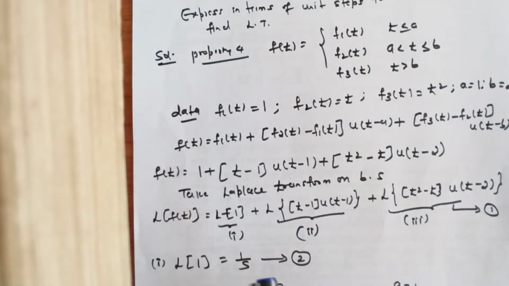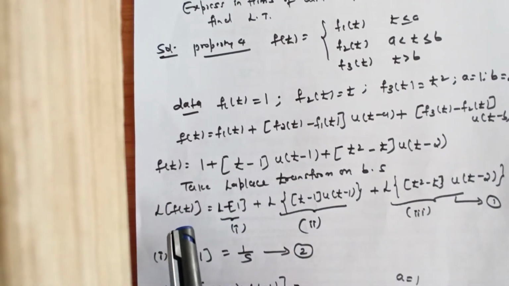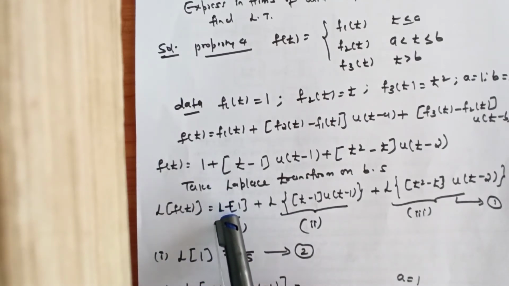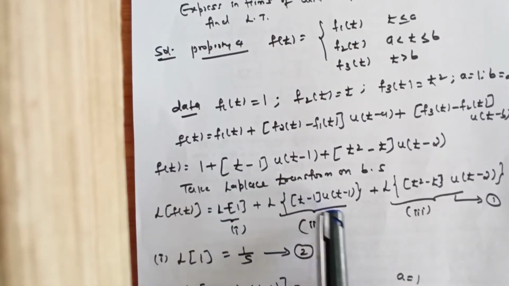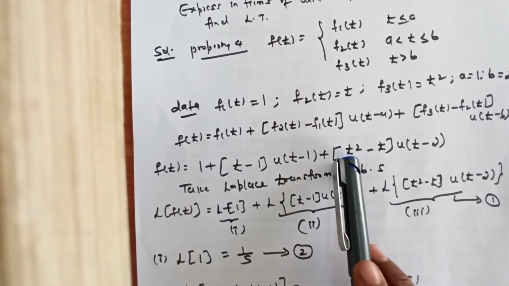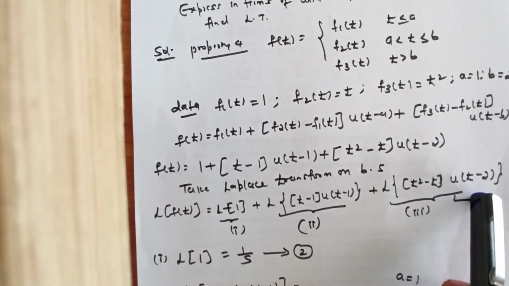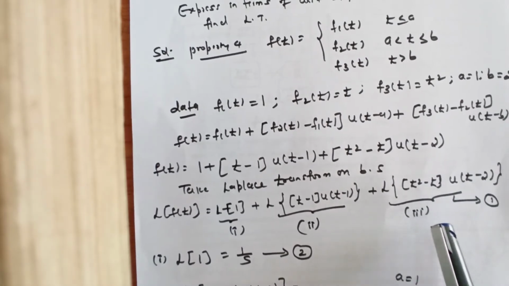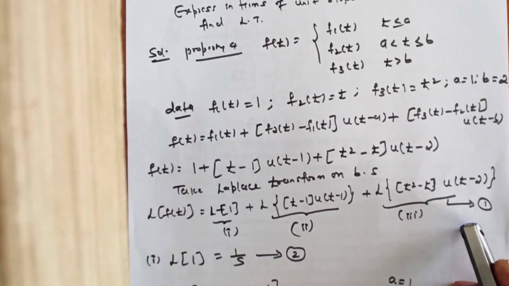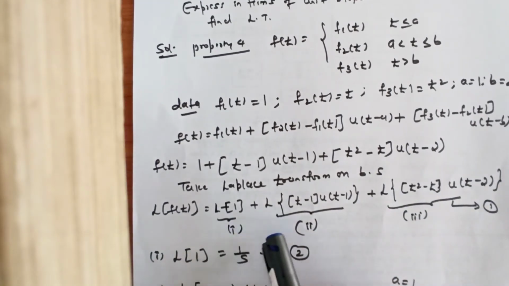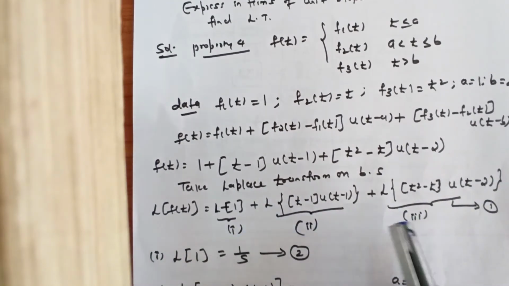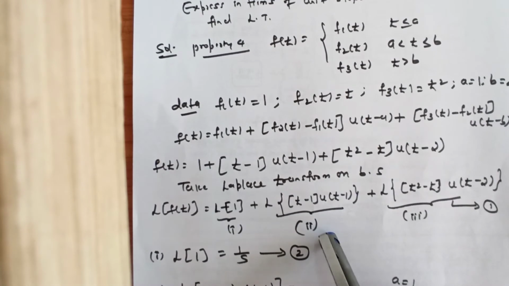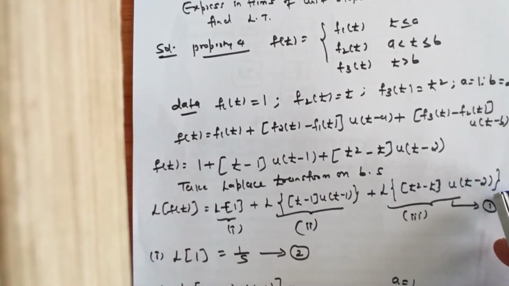Okay. So now let us take Laplace transform on both sides of this function. So we will have L of f of t is equal to L of 1, that is Laplace transform of 1, plus Laplace transform of t minus 1 into u of t minus 1 plus Laplace transform of t square minus t into u of t minus 2. So let us name this as equation number 1. Okay, and now let us solve this problem by splitting into three parts. So let us take our first function as first problem, and second function as second one, and third one as this particular function.